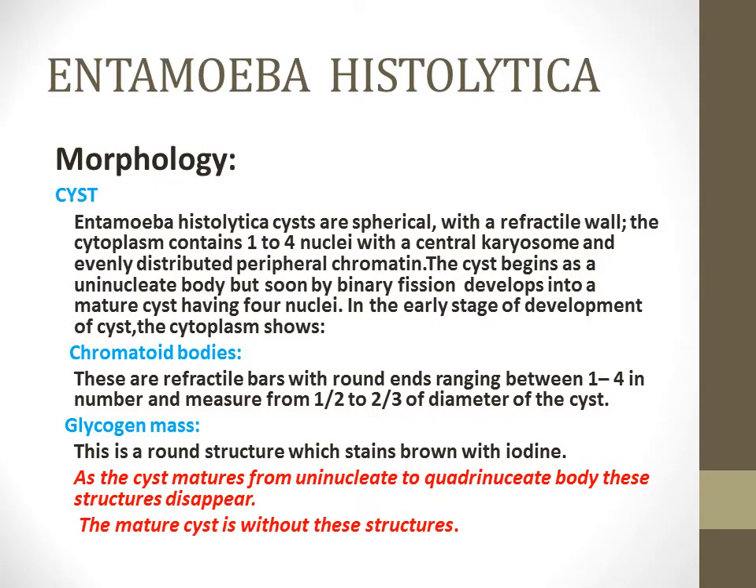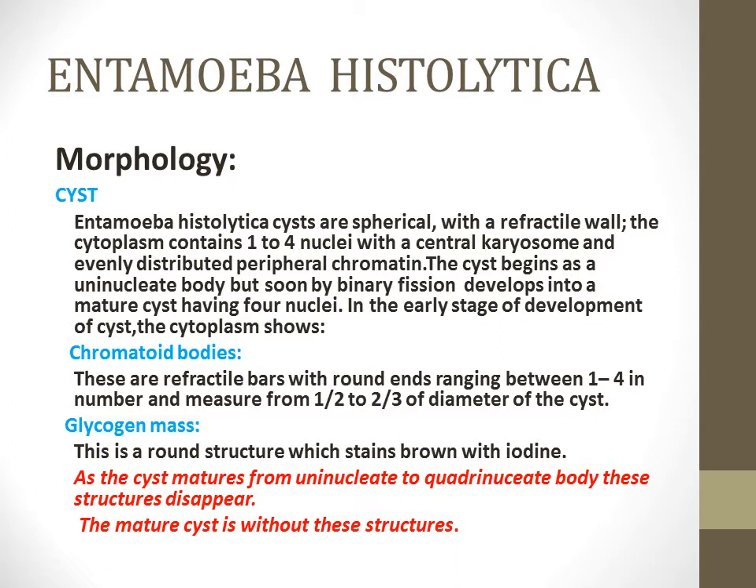Now the cystic form. The cyst of Entamoeba histolytica is spherical in shape with 4 nuclei. This is the structure of the mature cyst. The immature cyst has one nucleus, that is, it is uninucleate, but as soon as the cyst matures, it divides by binary fission and develops into the mature cyst showing 4 nuclei.